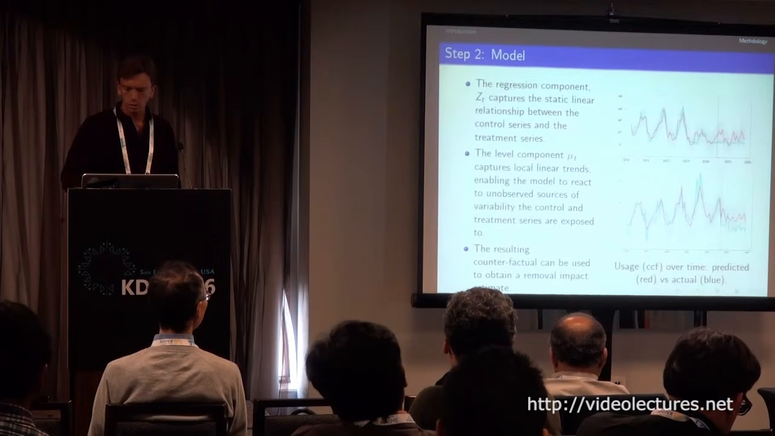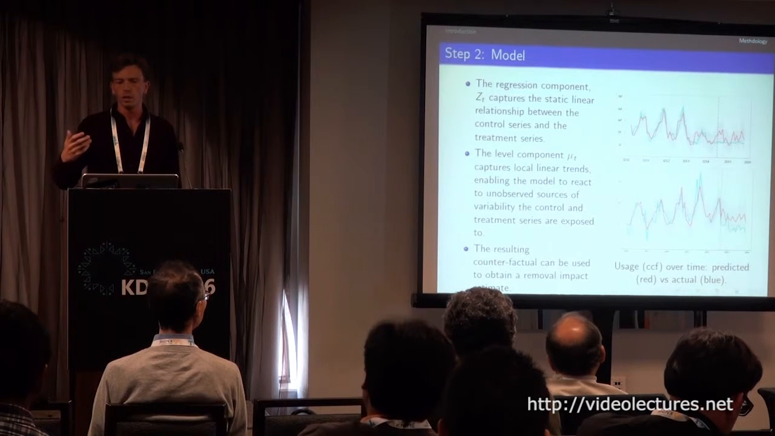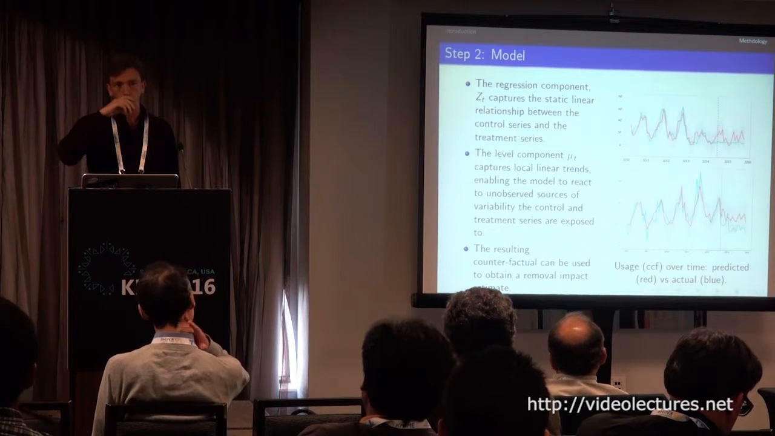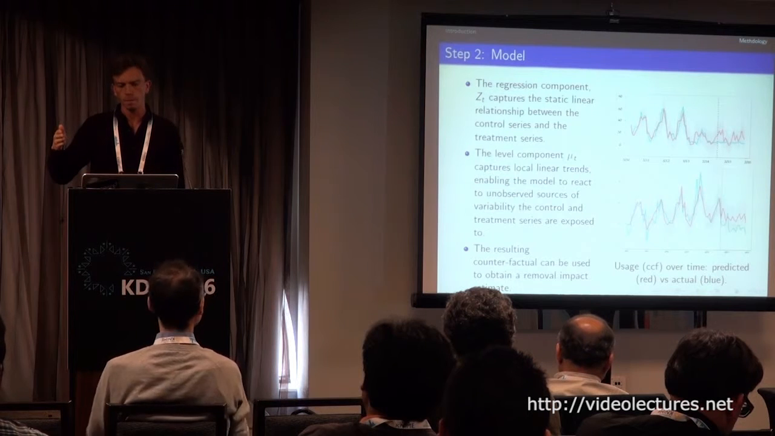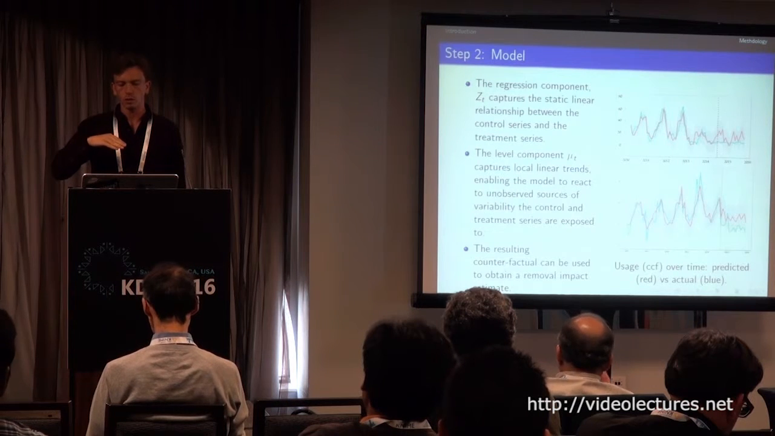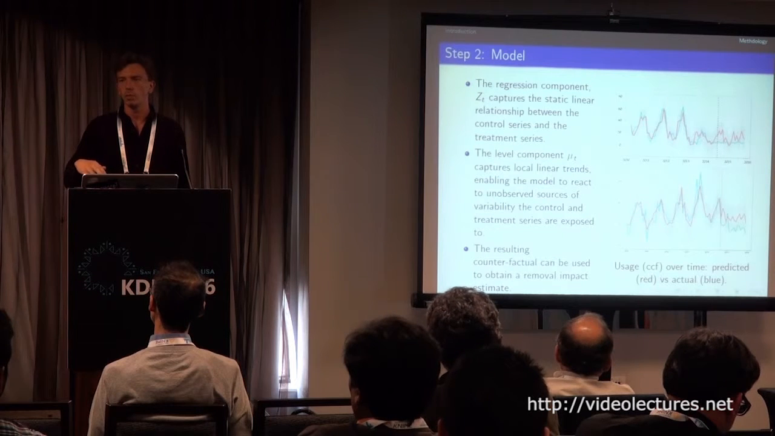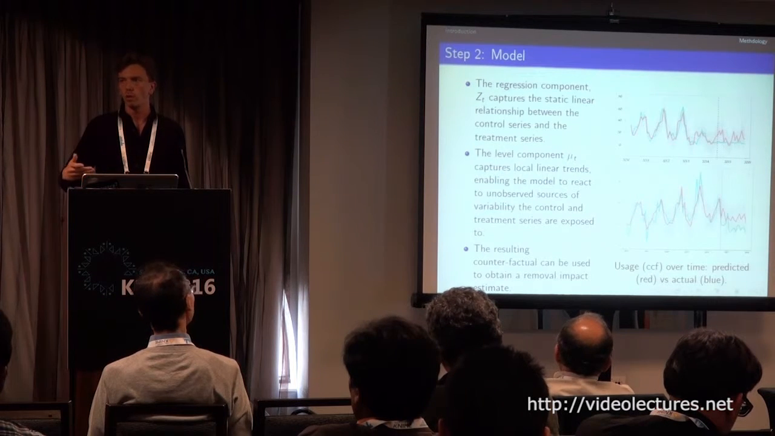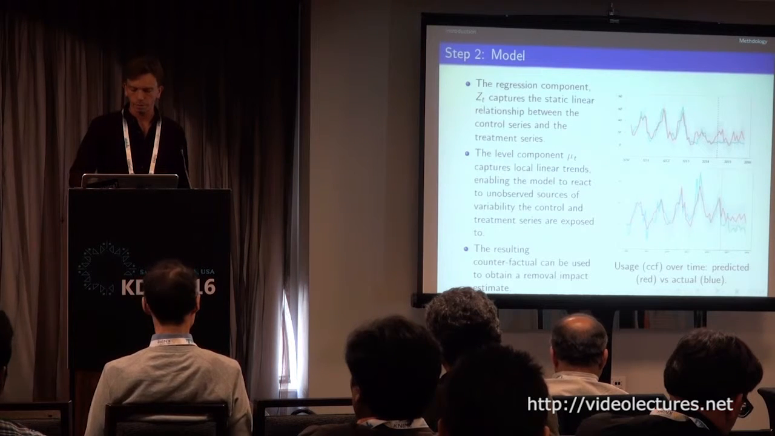The z of t is the linear regression term that captures the static linear relationship between the controls and the treatment household in the pre-rebate period. And then the local level term captures local linear trends and enables the model to react to more variability than if we were just tracking the static portion.